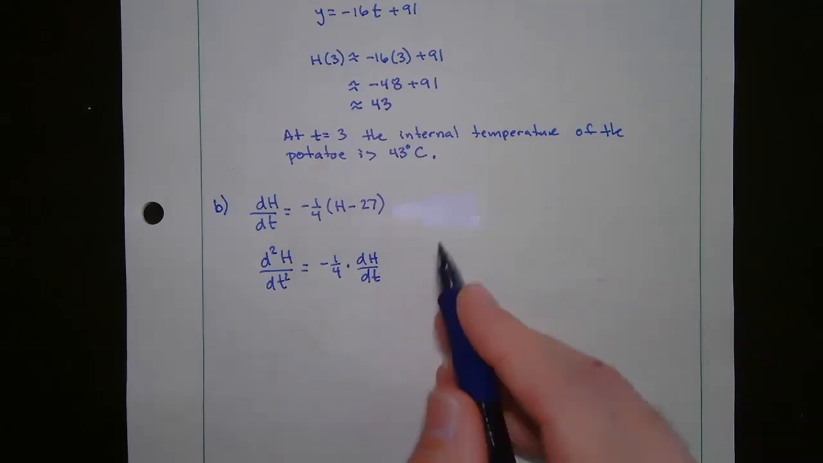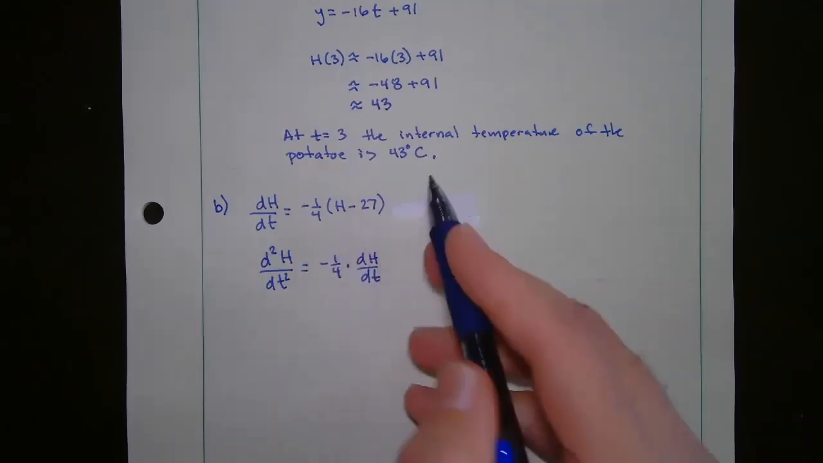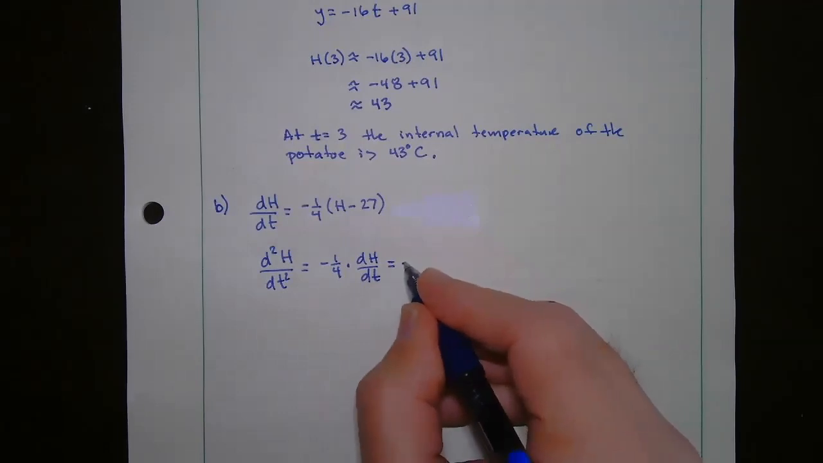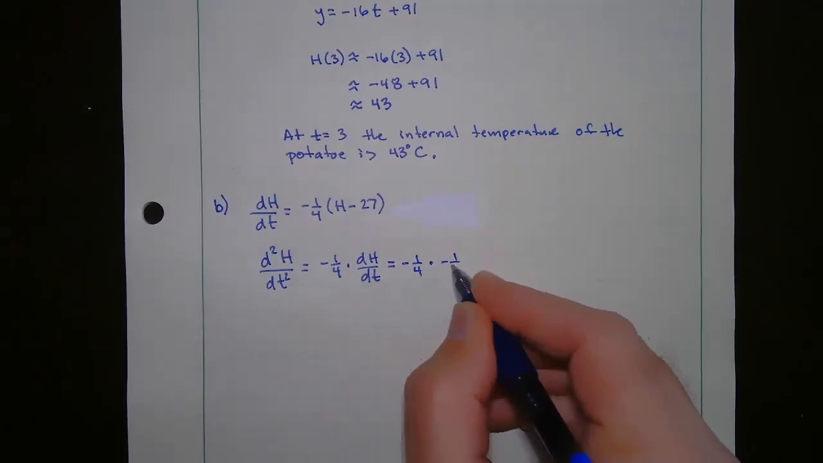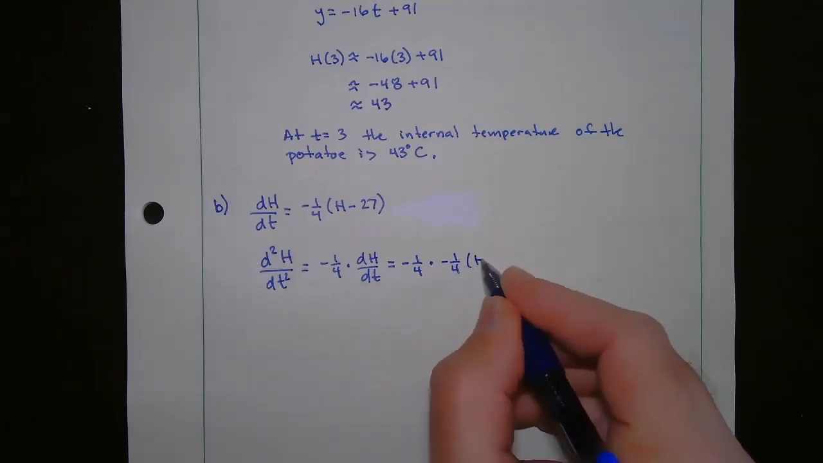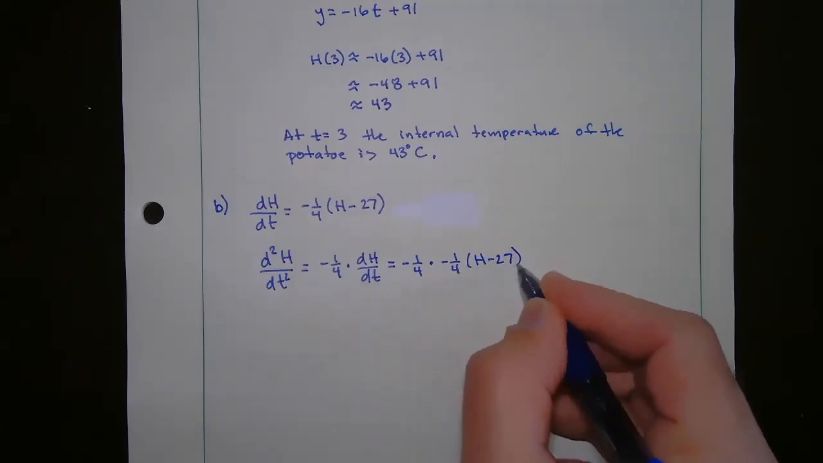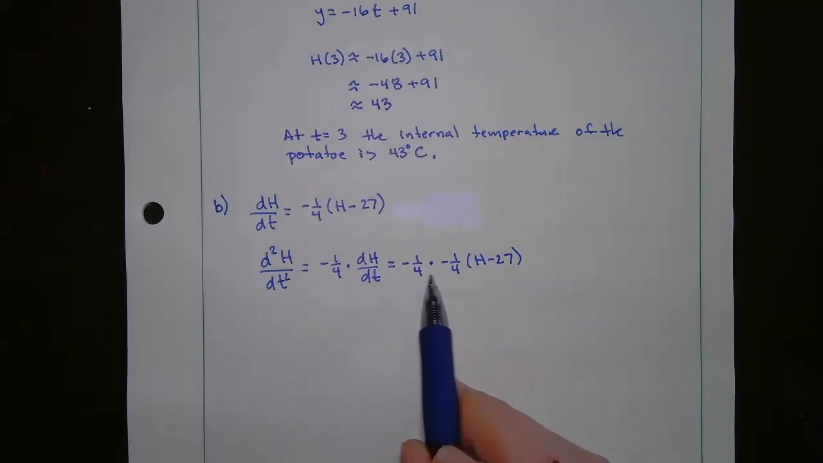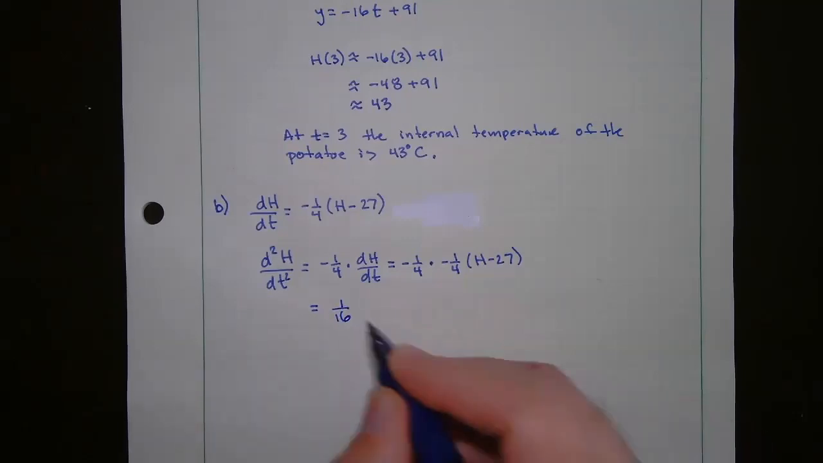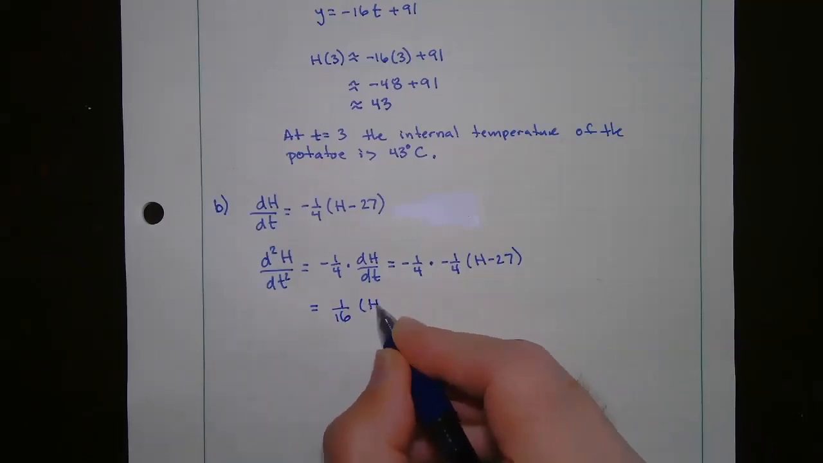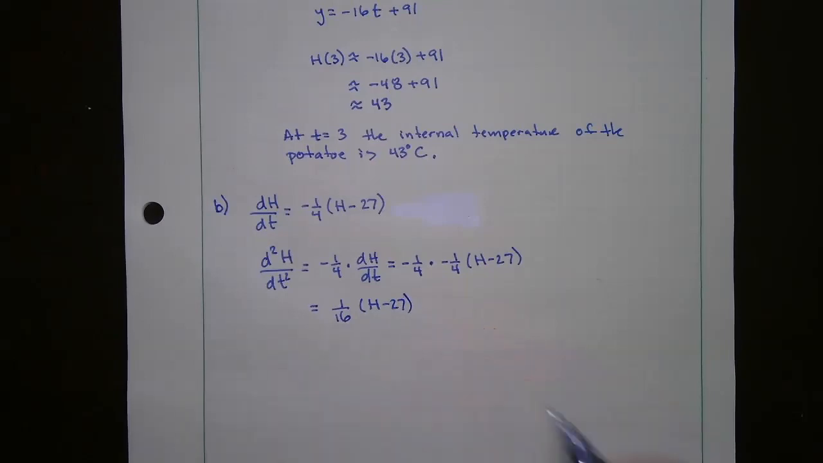So now dh over dt is this negative 1/4 times h minus 27. So this is negative 1/4 times negative 1/4 times h minus 27, okay? So what's negative 1/4 times negative 1/4? That'd be positive 1/16, right? So that'd be 1/16 times h minus 27. Okay, so that's our second derivative.